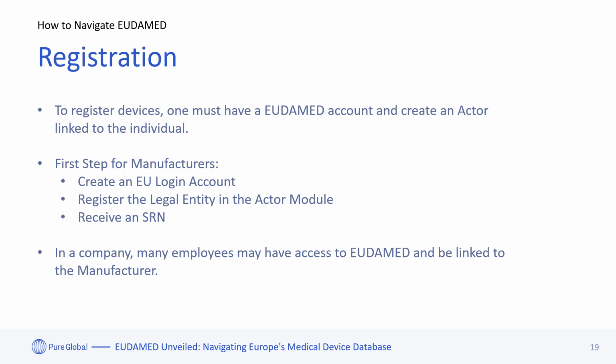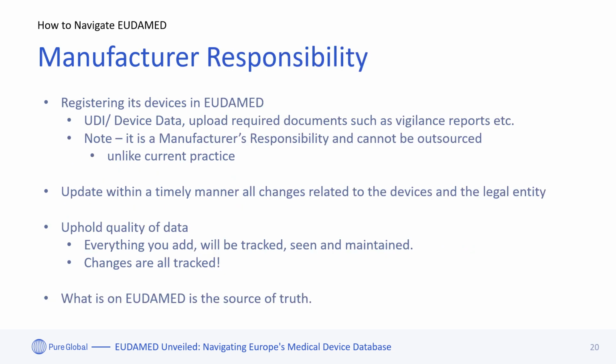In practice, a company can have multiple employees linked to one manufacturer actor account. This means that more staff can have oversight on EUDAMED, and it's not just all in one person at the company. So let's look at the manufacturer's responsibility.